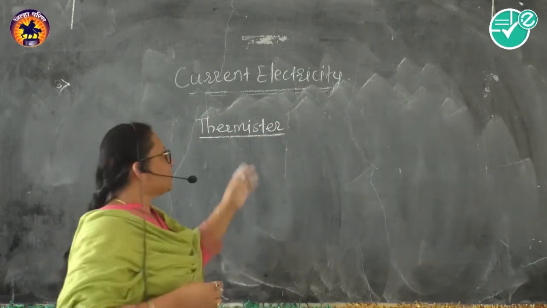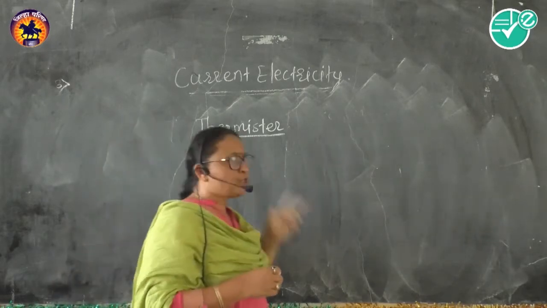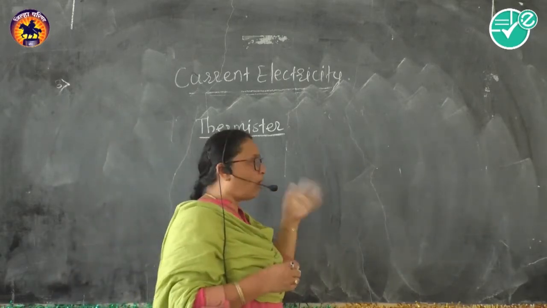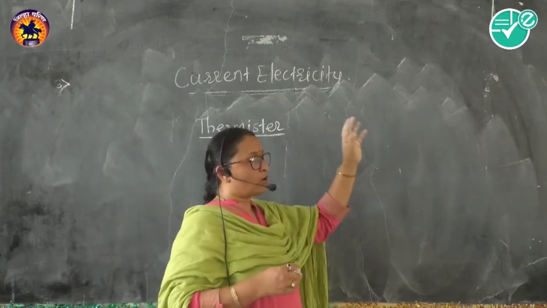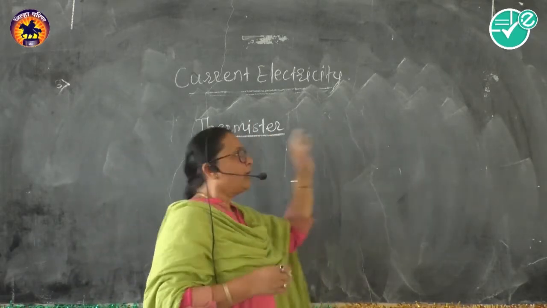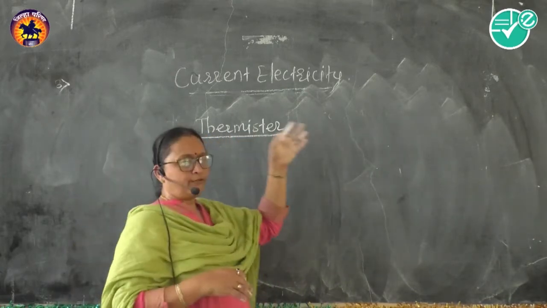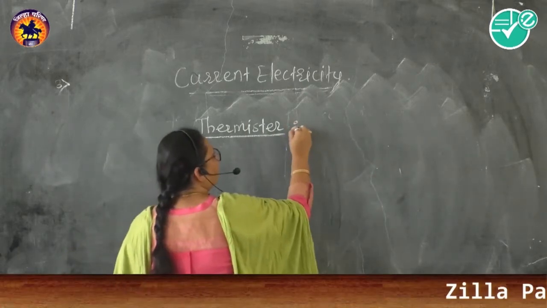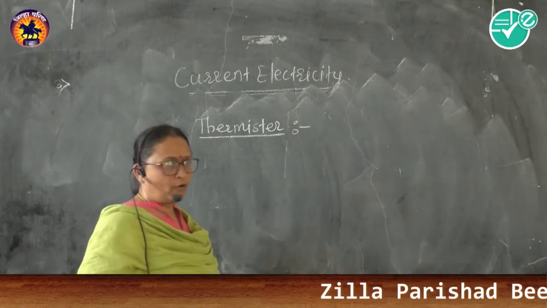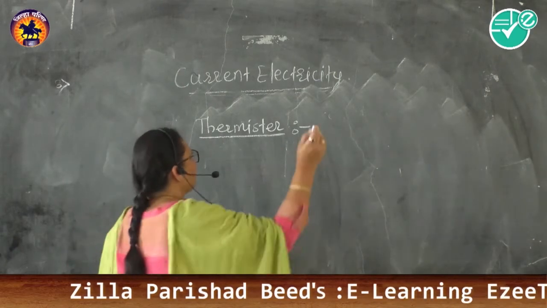Thermistor. What is this thermistor? Thermistor is nothing but a resistor of any conductor, oxides of any conductor, as well as it may be a resistor of semiconductor material, which is very sensitive for any change, small change in temperature.